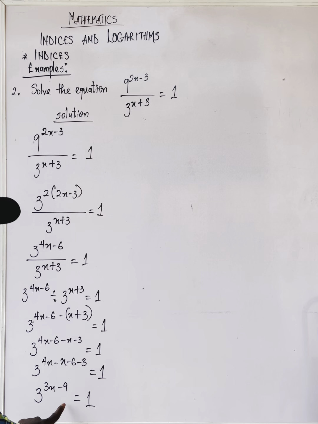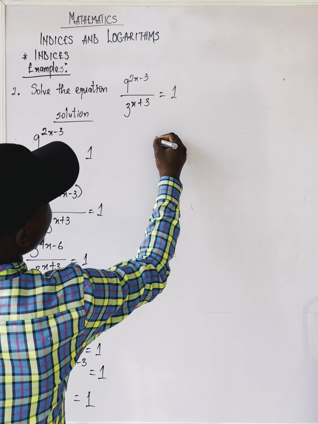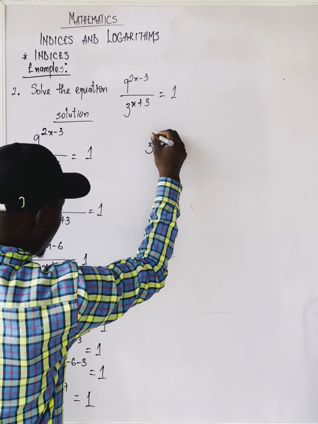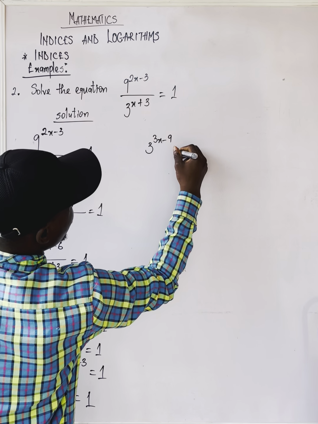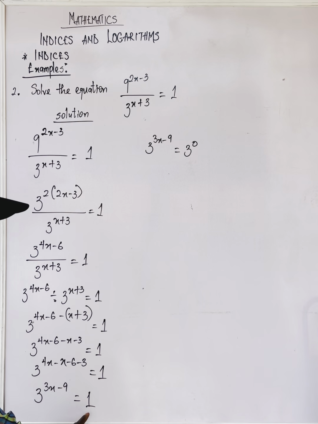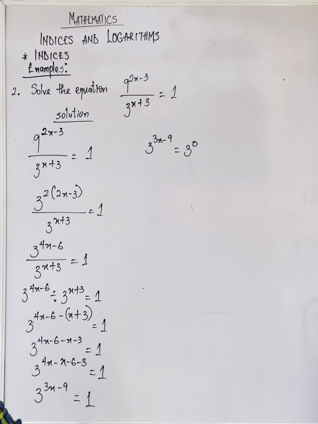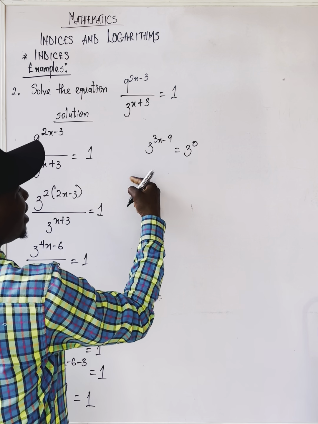I can write this equation now. Let me write it here. I can write it as 3 to the power of 3x minus 9 equals 3 to the power of 0. 3 to the power of 0 is still 1. Is it not still the same thing? But I'm using 3 because it is 3 on this left hand side. So anything on the other side will determine what you are going to use if you want to change this one to another form. Sure, you understand? If it is 10 that is there, I'll say 10 raised to the power of 0. If it is 5 that is there, I'll say 5 raised to the power of 0. Sure, you get?